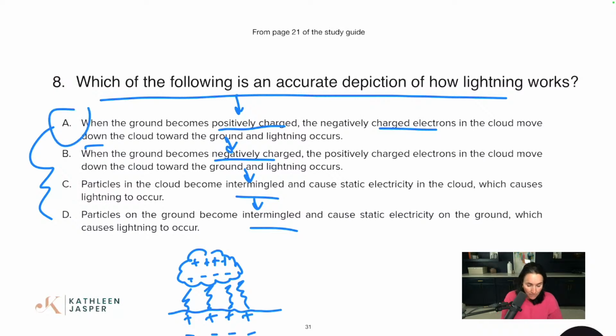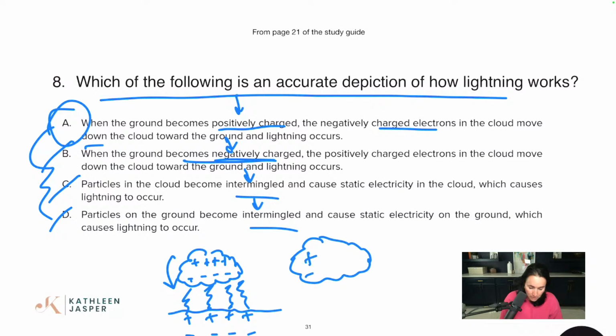So it looks like A is my right answer, because right away the ground becomes negatively charged. No, the cloud, the negatively charged particles move down. So B, C, and D are out. If it's intermingled, then nothing's happening. Look, if this is like plus, minus, minus, plus, minus, minus, plus, and then the ground is like plus, minus, plus, minus, minus, plus. If it's intermingled, there isn't a definitive delineation and that spark is not going to happen.